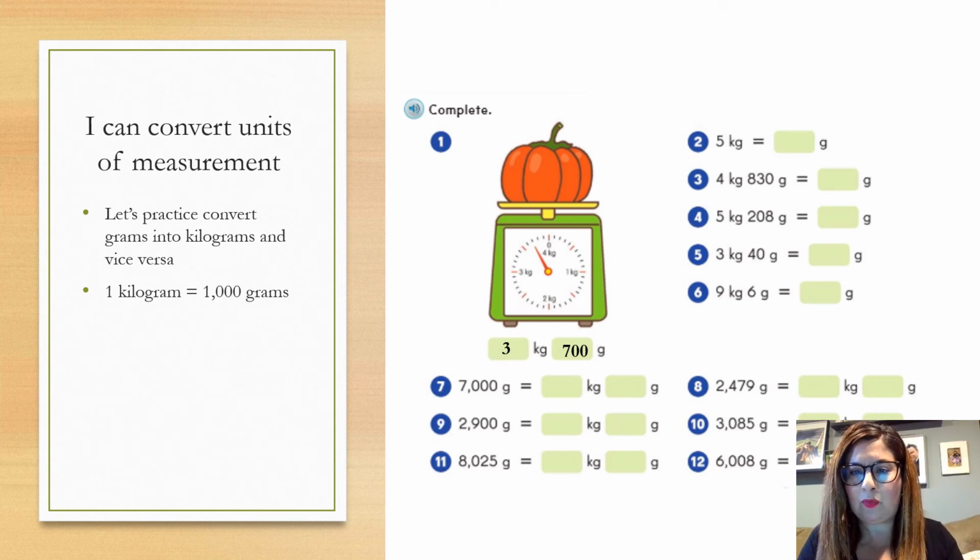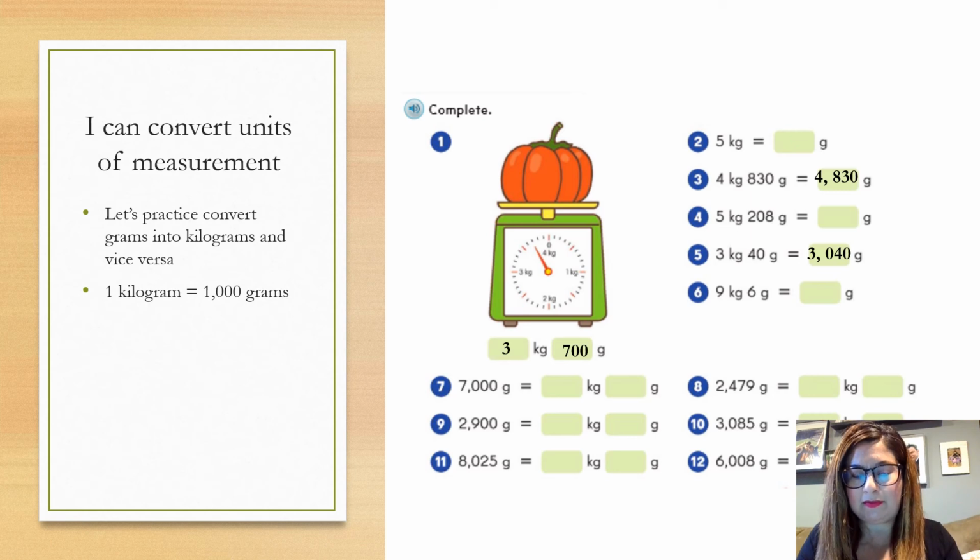Now let's look at number 3. 4 kilograms, 830 grams is equal to or the same as how many grams? Remember, 1 kilogram equals 1,000 grams. So 4 times 1,000 is 4,000. So it's equal to 4,830 grams. Skip down to number 5. 3 kilograms, 40 grams. So 3 times 1,000 plus 40, we get 3,040 grams. Make sure you use that 0 as a placeholder.